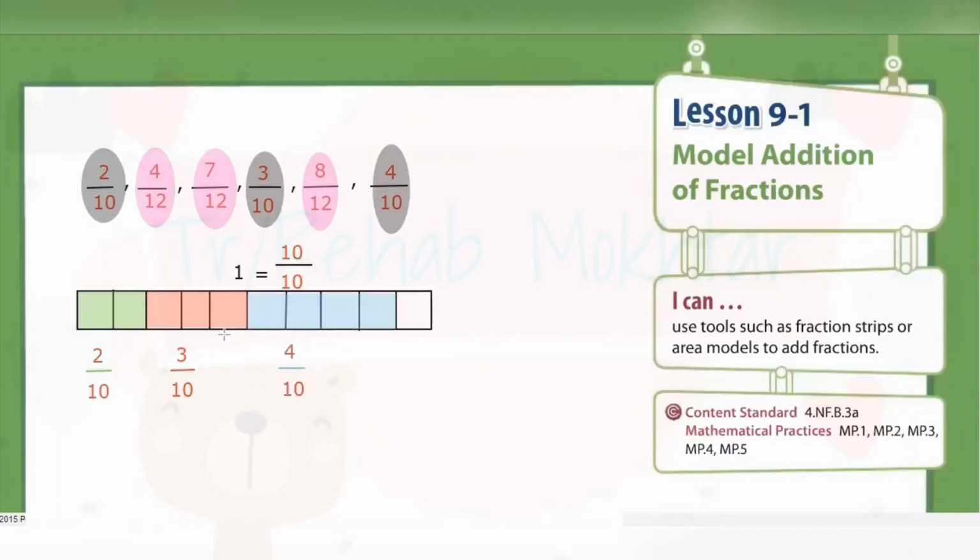Now, how can I find the total number of shaded parts in all? I will count how many shaded parts are in the fraction strips. 1, 2, 3, 4, 5, 6, 7, 8, 9. Now we have 9 out of 10 shaded parts.